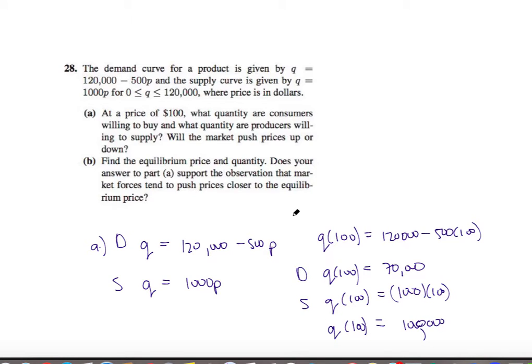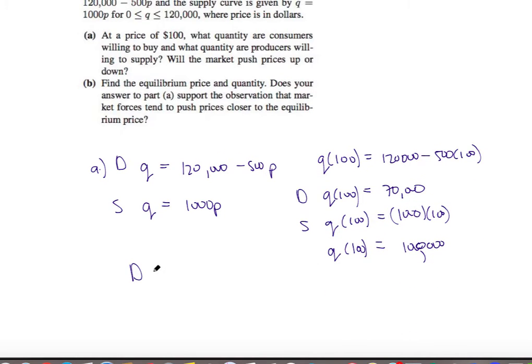And that's our two numbers, so let's compare these. The quantity demanded is less than the quantity supplied. So if we're thinking about a supply and demand graph, that means we have a surplus. Therefore, the price will decrease to get to equilibrium.